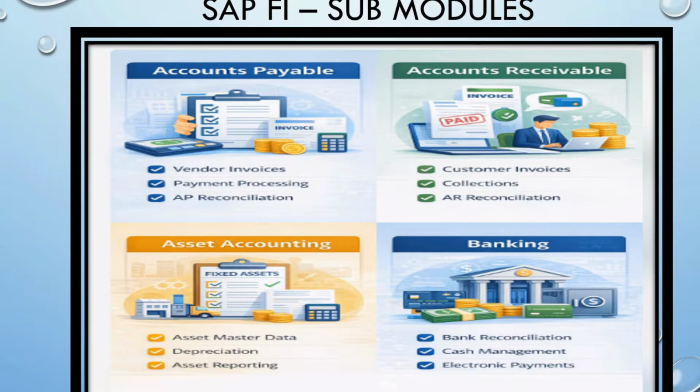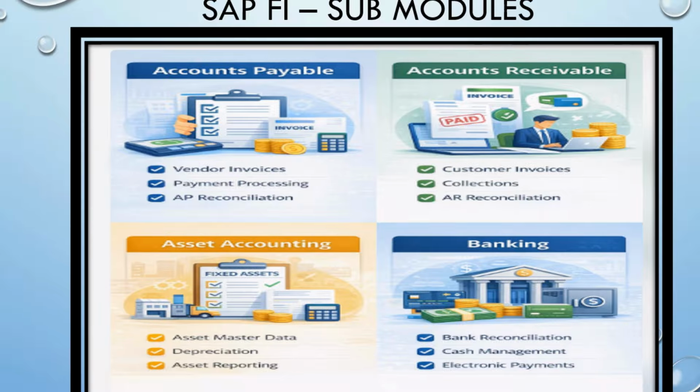The SAP FI sub-modules, as I mentioned very clearly: accounts payable, accounts receivable, asset accounting, banking. Accounts payable covers vendor invoices, payment process, AP reconciliation. Accounts receivable covers customer invoices, collection, AR reconciliation. Asset accounting covers asset master data, depreciation, asset reporting. Banking covers bank reconciliation, cash management, and electronic payments.